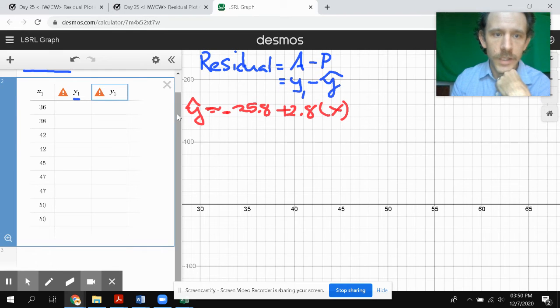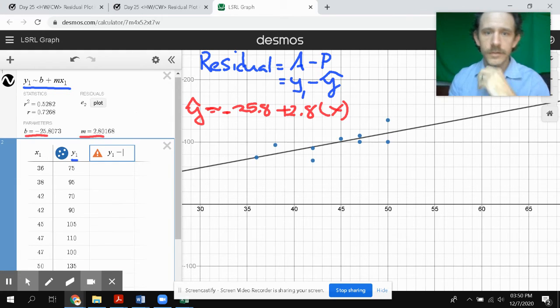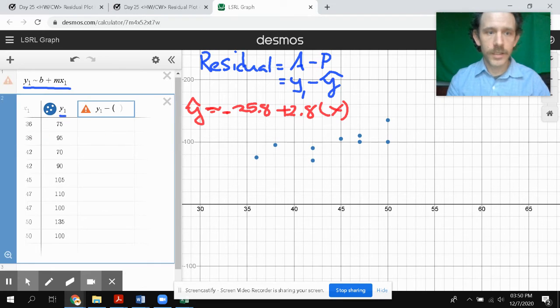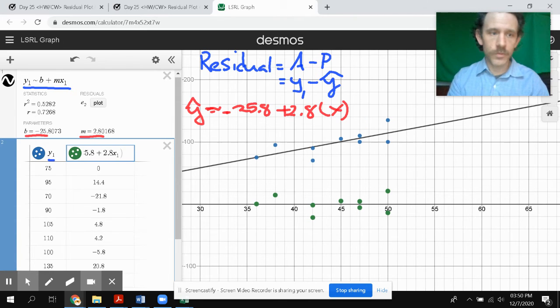All right. So it's the first thing, y1 minus, now it pops back, but we're going to now subtract the equation of the best fit line. So we're going to subtract negative 25.8 plus 2.8 x. But in this case, it's x1, right? That's what the x is that we're dealing with. So I want to have that as well.